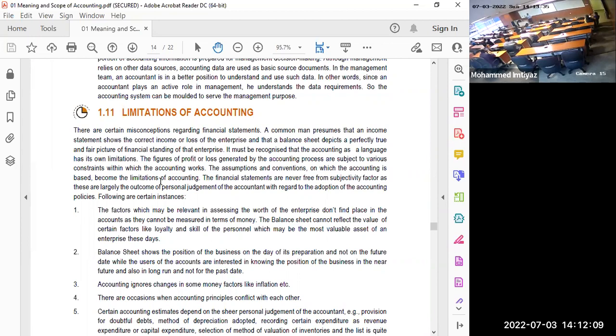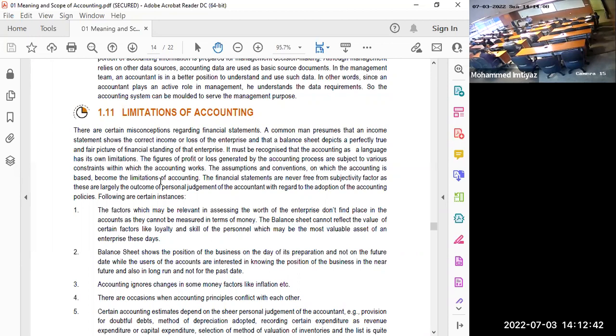Inflation is not considered in accounting. Simple logic: you bought goods in January and sold them in December, a 12-month period. You bought them for 200 rupees and sold them for 250. Accounting records 50 rupees as profit. But really speaking, it is not 50 rupees. The price of the commodity in the market might have increased. It's not because you added some value to the commodity that you are able to sell it for 250. So this is not taken into consideration.